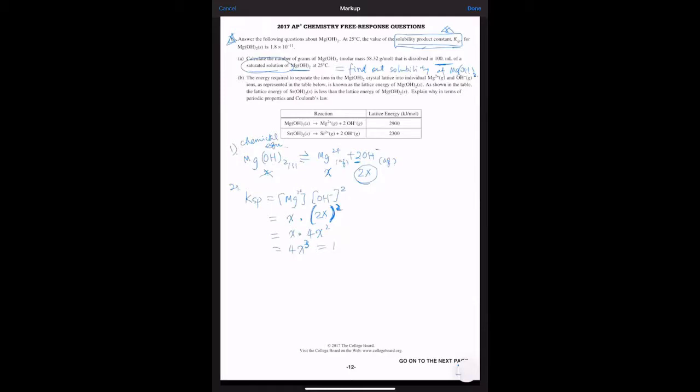The KSP is 1.8 times 10 to the minus 11. By solving this equation, you can find the X, or the concentration, which equals 1.65 times 10 to the minus 4 M. Typically the concentration used with the KSP is molarity, so that is M. So now we know the concentration. The next step is to find out how many grams dissolved in 100 milliliters of the solution.